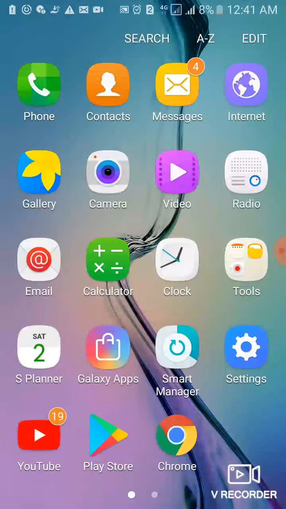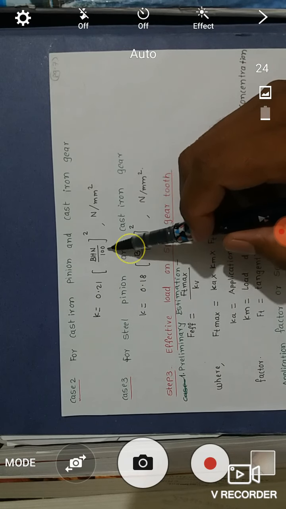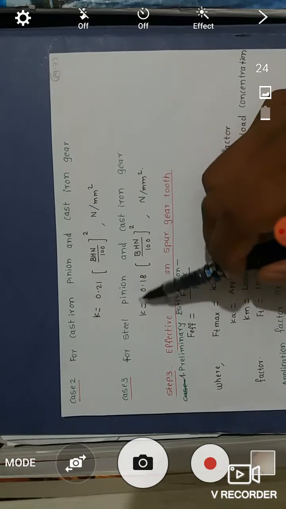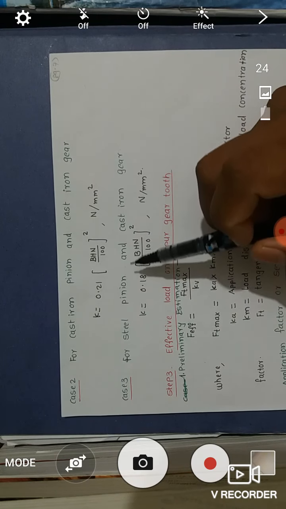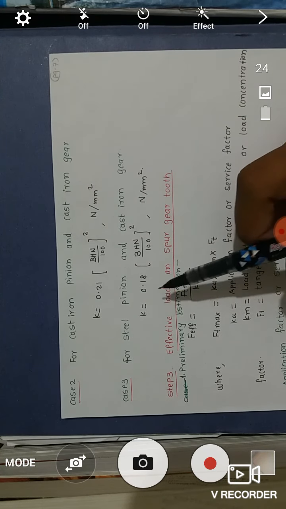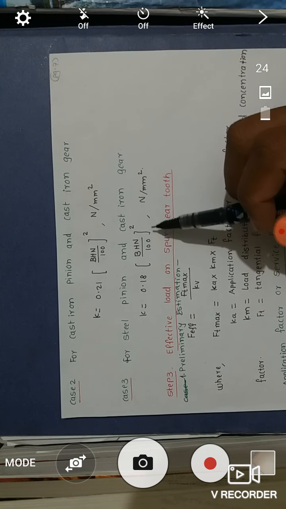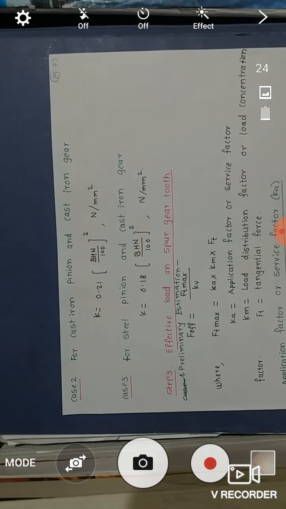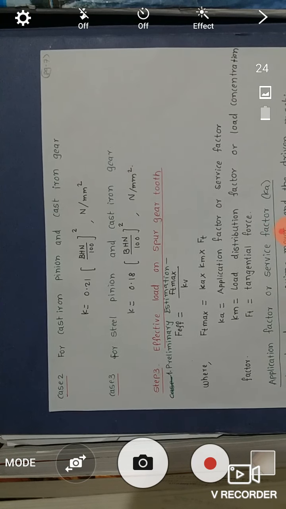If we consider a cast iron pinion and cast iron gear, then K is equal to 0.21 into (BHN upon 100) whole square. And for a different combination, that is steel pinion and cast iron gear, or cast iron pinion and steel gear, we take K is equal to 0.18 into (BHN upon 100) whole square. This is in Newton per mm square. So here we finish our second step.